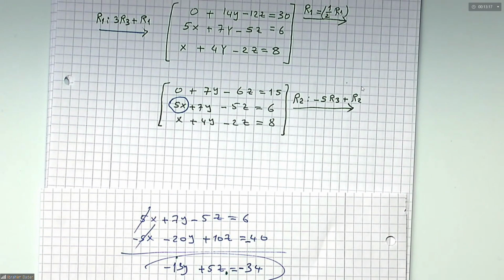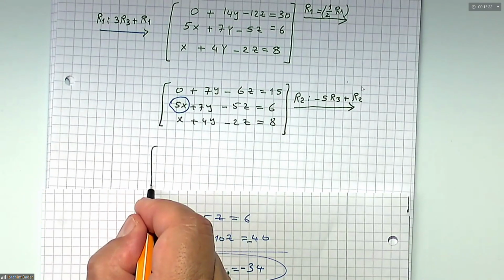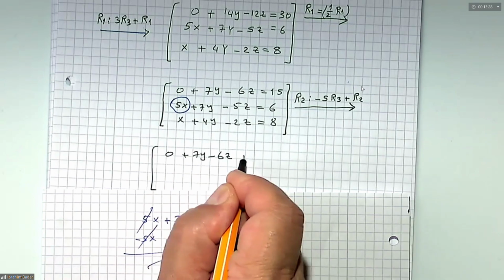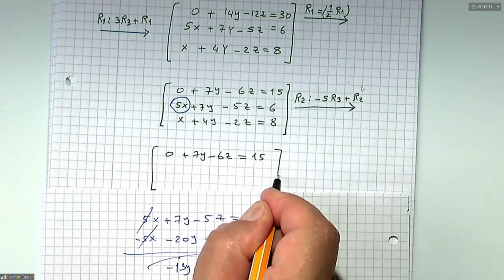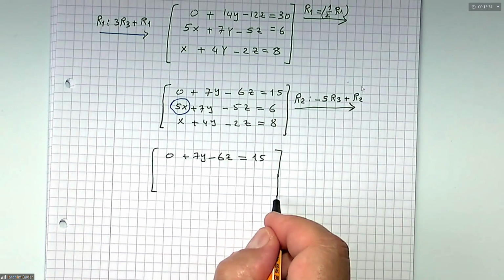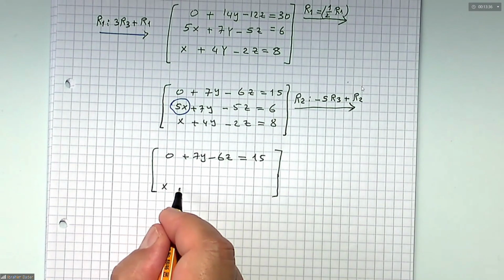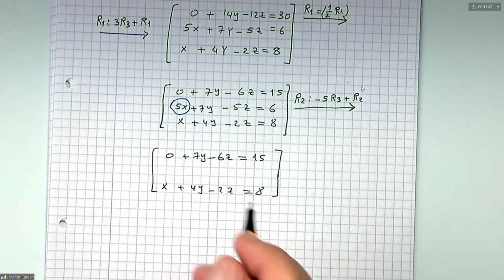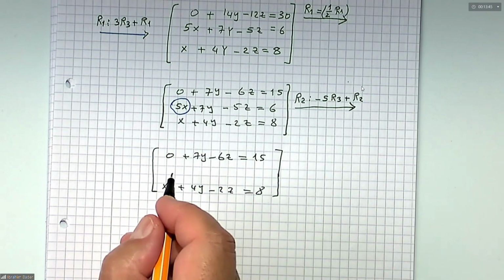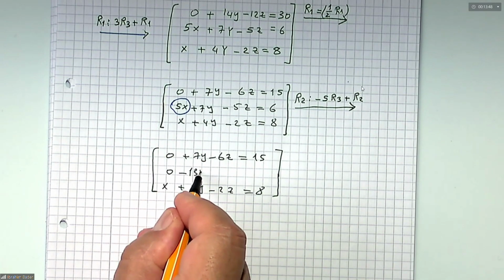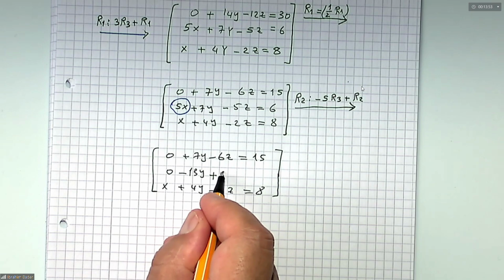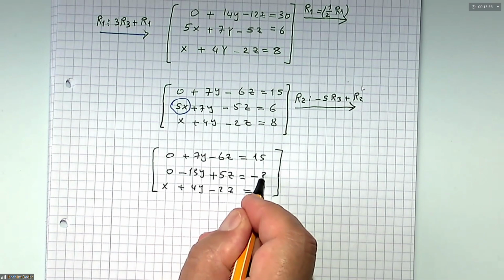The second row is replaced; the first row and third row remain the same. So after applying this: 0 plus 7y minus 6z equals 15. And then here I leave this x plus 4y minus 2z equals 8. And here we said it's negative 13: 0 minus 13y plus 5z equals negative 34.